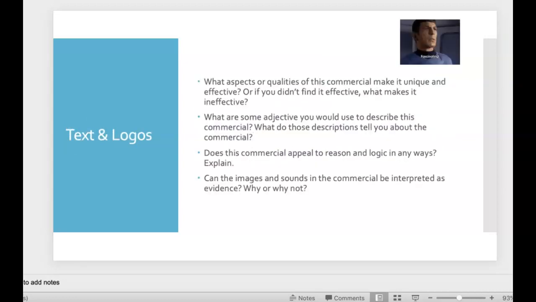The next element is the actual text, so the commercial and logos and how they go together. So we're going to talk about how the subject and logos, the facts, go together.